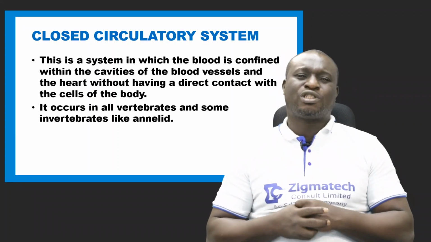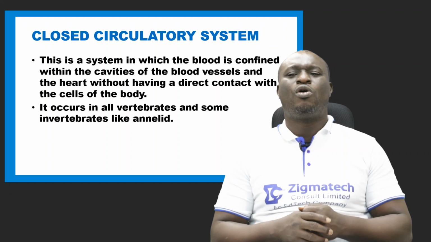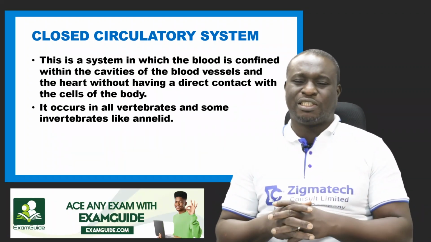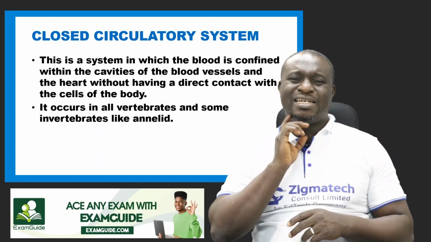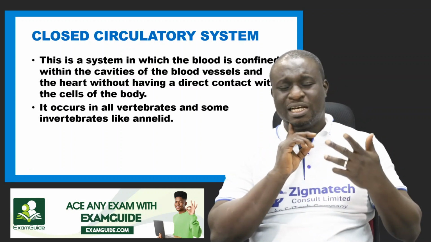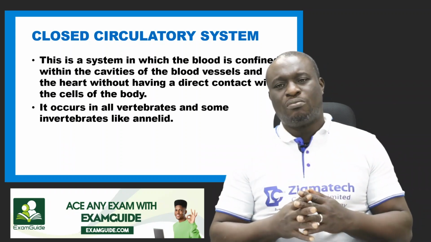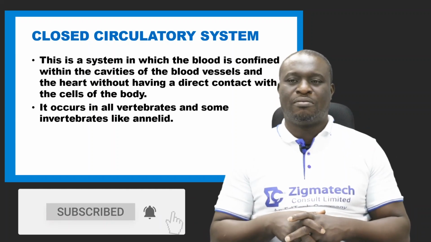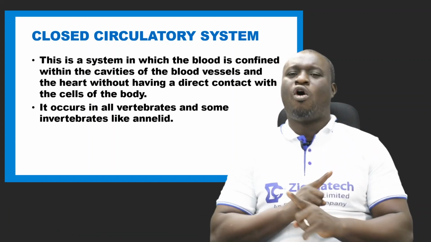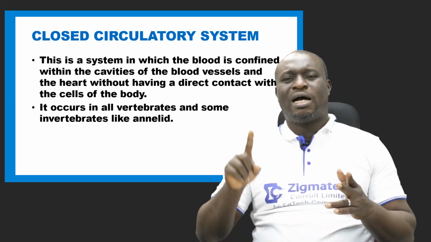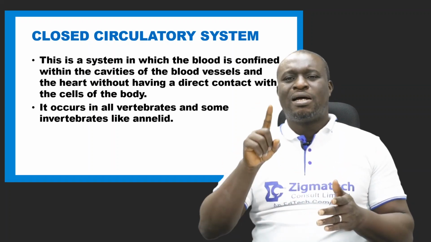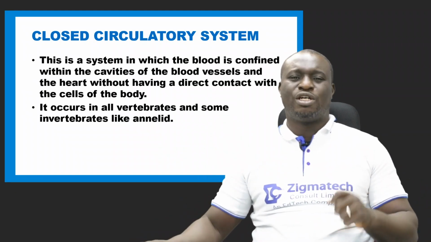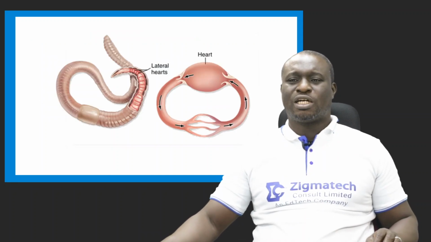You find closed circulatory system common in most vertebrates and in some invertebrates, like the annelids. The annelids are segmented worms. An example is the earthworm, which has a closed circulatory system. But all vertebrates, which include pisces, amphibians, reptiles, aves, as well as mammals, they all have closed circulatory system.